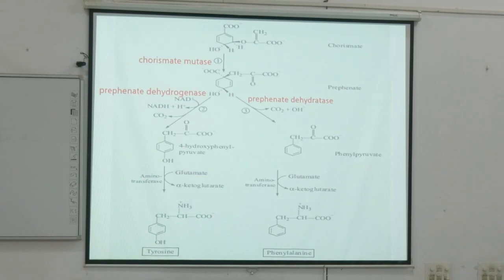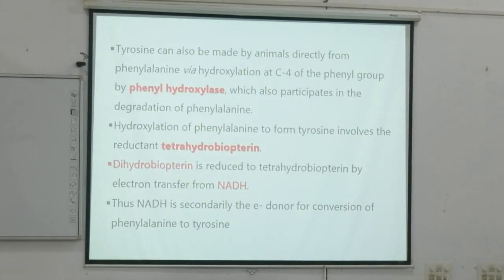So, shikimate, chorismate, anthranilate, and from there you get tryptophan. On the other hand, chorismate, prephenate will further undergo, first there will be dehydration, there will be loss of water and a carbon dioxide, and then there will be transamination to form phenylalanine. So, this is the synthesis of the 3 essential aromatic amino acids.